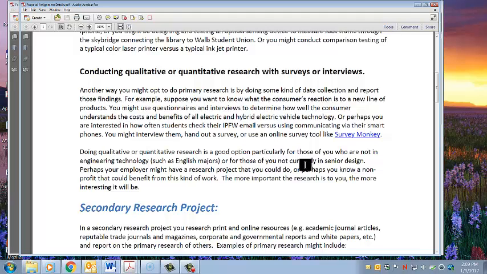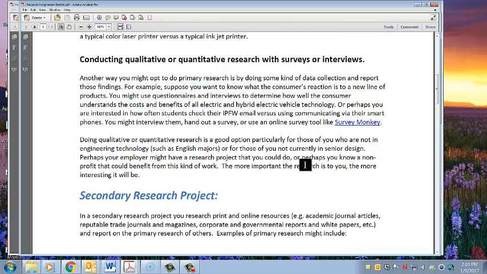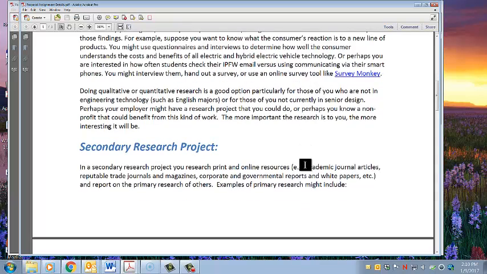This might be beneficial to you if you're not in senior design and you are looking for a project, or perhaps if you are even in senior design but you are maybe in information systems and you're still trying to figure out what a senior design project looks like in that field. So you might interview people, hand out surveys, use SurveyMonkey, those sorts of things. Particularly for people who are English majors, this might be a really relevant way of doing research on a technical topic that you find interesting. So beyond those two things, that's creating new knowledge, if you will.